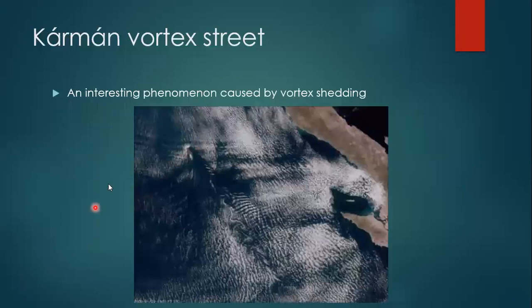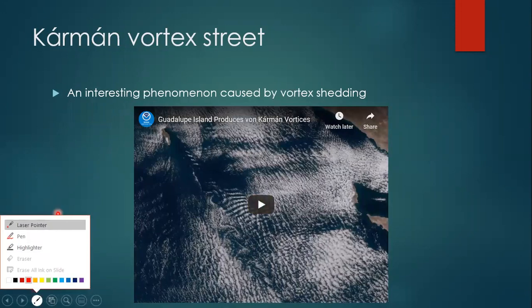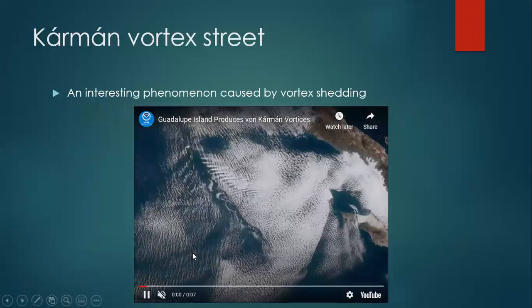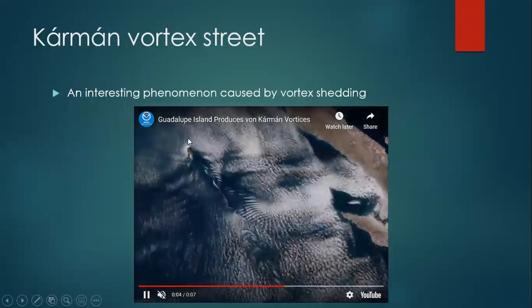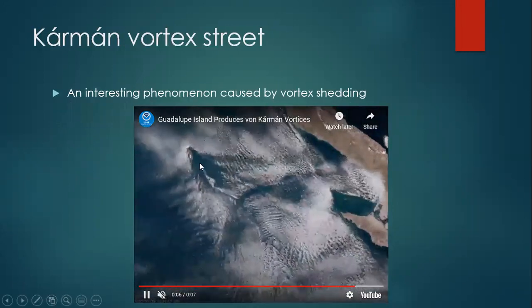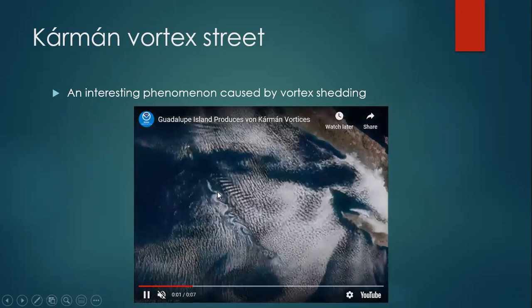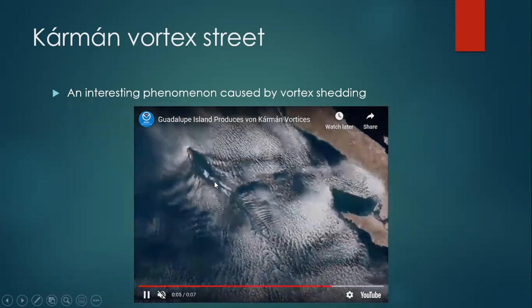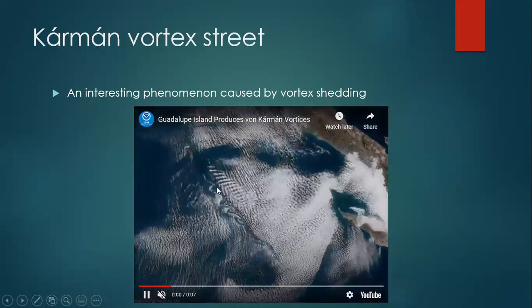Here is an interesting phenomenon caused by vortex shedding, called Kármán vortex street. As we can see, when wind flows past this island, vortices are shed along its wake. So when the clouds are at the relevant altitude, a Kármán vortex street can be visible.